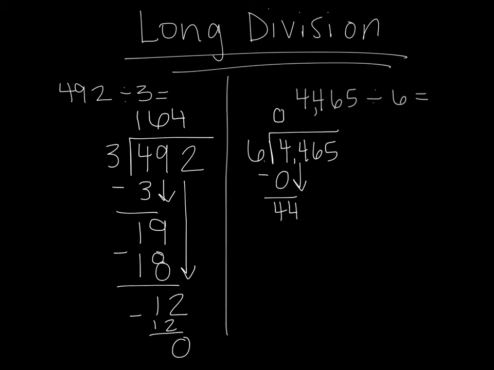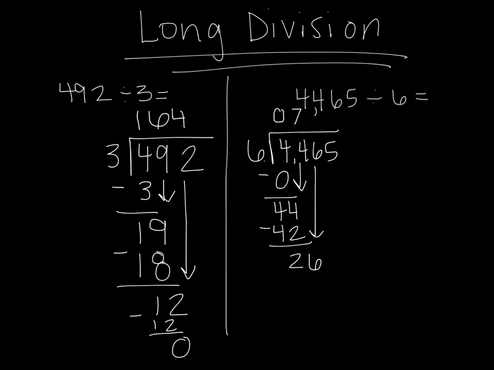So now I'm at 44. I say to myself, what can I multiply 6 by to get close to or at 44? Well, I know immediately that 6 times 6 is 36. I'm getting there. 6 times 7 is 42, so I'm even closer. 6 times 8 is 48, but that's too much, so I can do 6 times 7 gives me 42. So I now subtract 42. I have 2 left over. I now drop that 6 down.